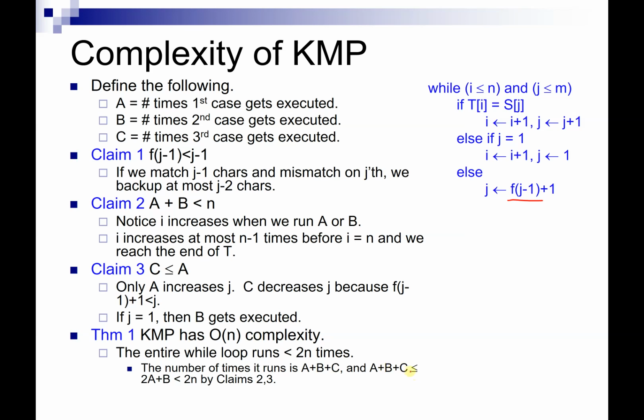So we know that c is less than or equal to a. So a plus b plus c is at most 2a plus b. But we know that a plus b itself is less than n. So therefore 2a plus b is less than 2n. Therefore this KMP algorithm has order n complexity.